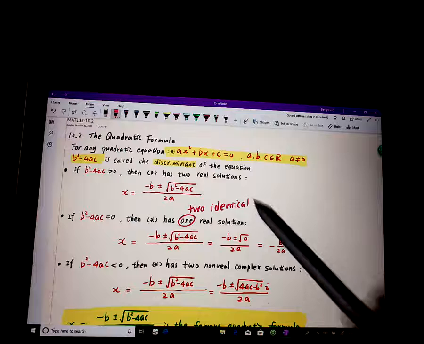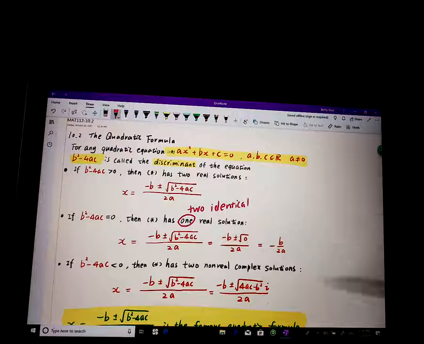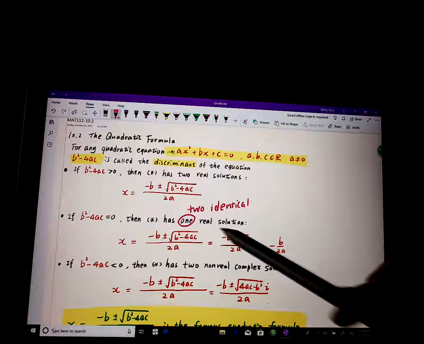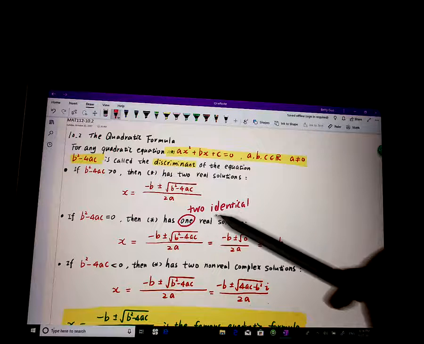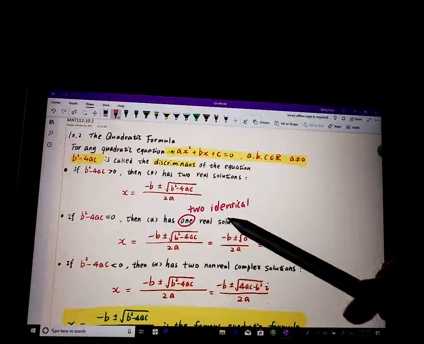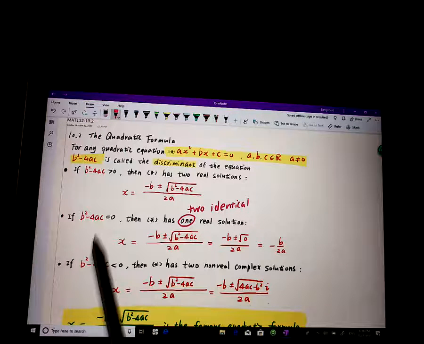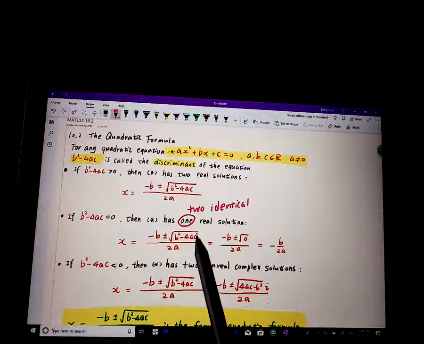Remember in the previous video, I wrote a paragraph here. For any quadratic equation in the complex number set, it has exactly 2 solutions. The two solutions do not have to be real numbers. The 2 solutions do not have to be distinct. There is a case where the 2 solutions are identical. Okay, it seems like one solution, but they are actually 2 identical solutions. So if the discriminant is 0, then the equation has 2 identical real solutions.